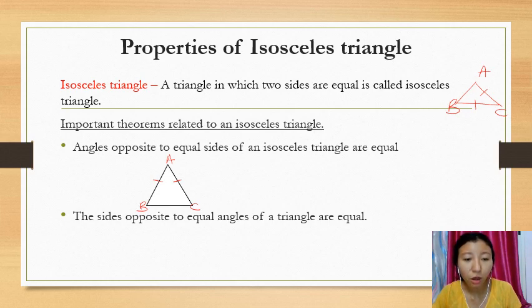The angle opposite to an equal side: the angle opposite to AC is angle B. Likewise, the angle opposite to AB will be angle C. So these two angles will be equal to one another. Angle B is equal to angle C because their opposite sides are equal, right?